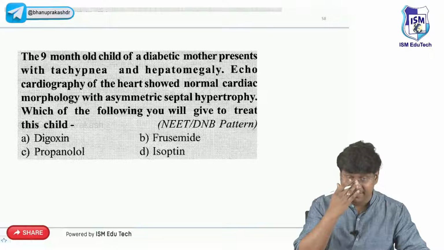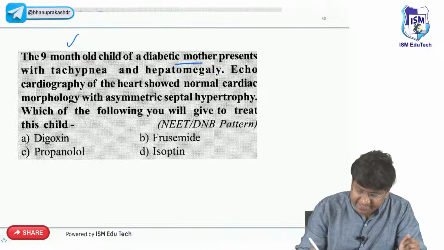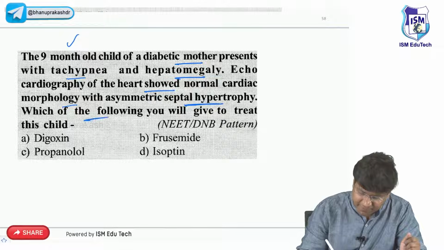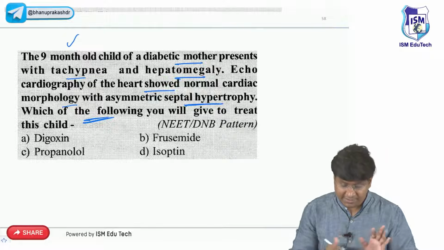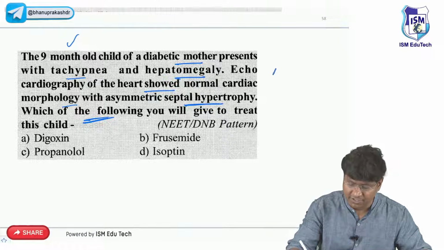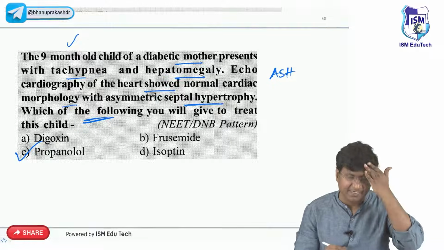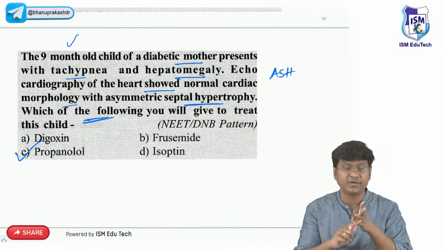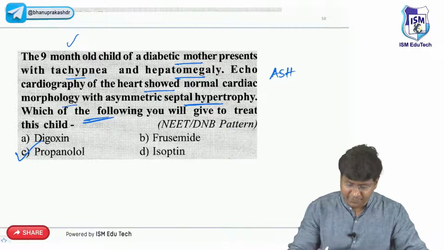Then you should know what the treatment is in patients with hypertrophic cardiomyopathy. So, a 9-month-old child of a diabetic mother presents with tachypnea and hepatomegaly. Echocardiography of the heart showed normal cardiac morphology with asymmetrical septal hypertrophy. Which of the following will you give to treat the child? This is one of the PYQs. So now, this is a diagnosis of asymmetrical septal hypertrophy. What is the drug of choice? That is propranolol. Remember, digoxin, furosemide, nitroglycerin, sympathomimetics are contraindicated in patients with hypertrophic cardiomyopathy.